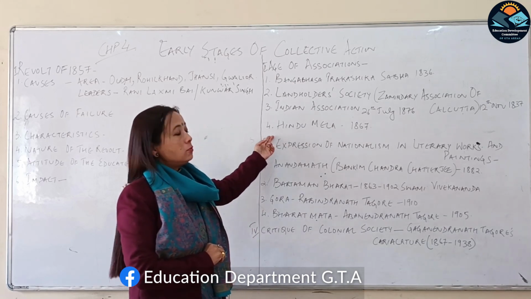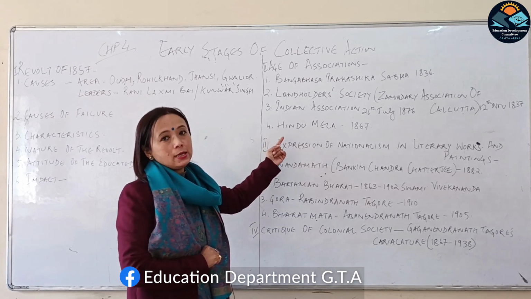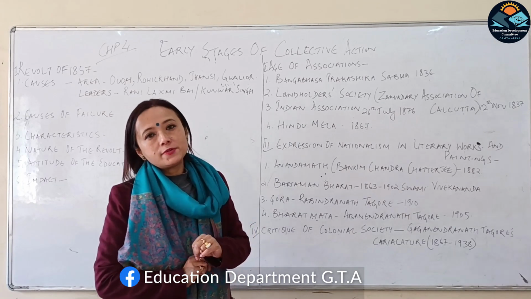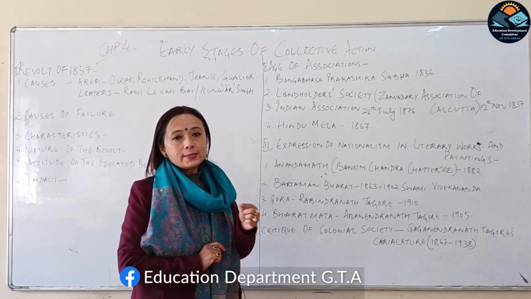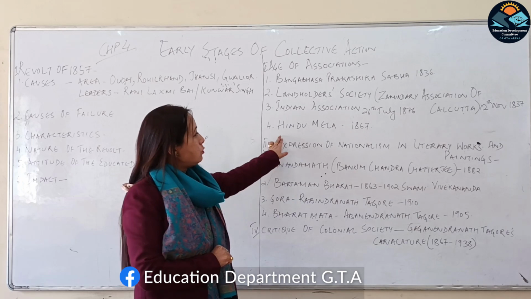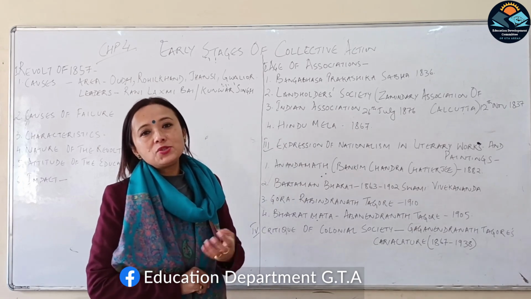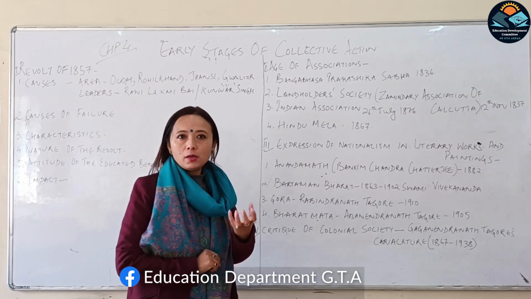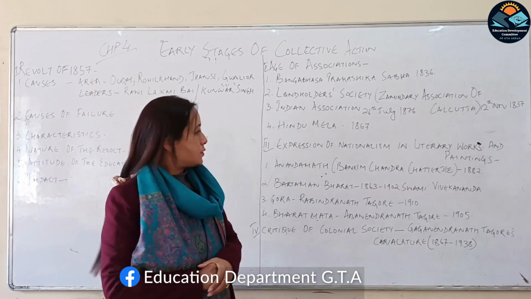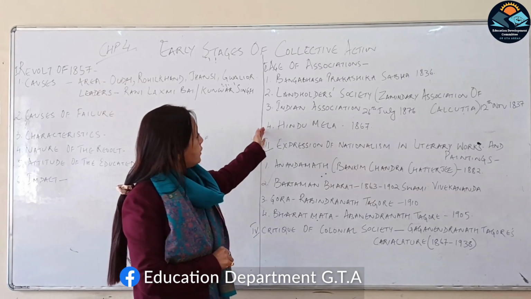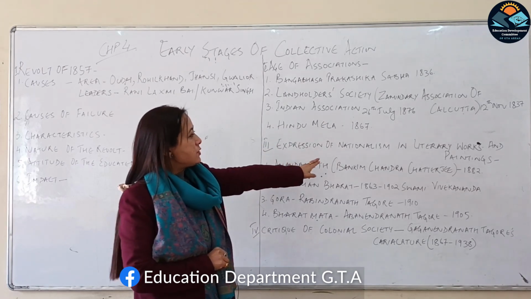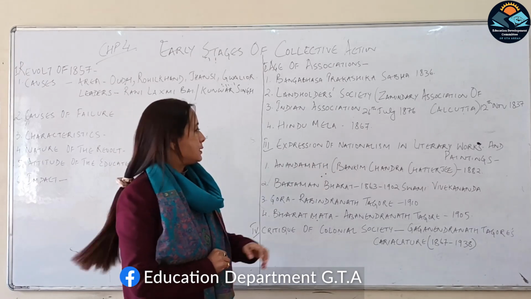Now, what were the objectives of the Hindu Mela? Self-help and self-dependency were the main objectives of the Hindu Mela. Self-help, self-dependency, Atma Nirbhar. Right? Now, the Hindu Mela organized many fairs and displayed products, articles of Indian art and craft, which encouraged the native producers. Now, with this, we finish off with the associations. Now, we shall talk about the expression of nationalism in literary works and paintings.